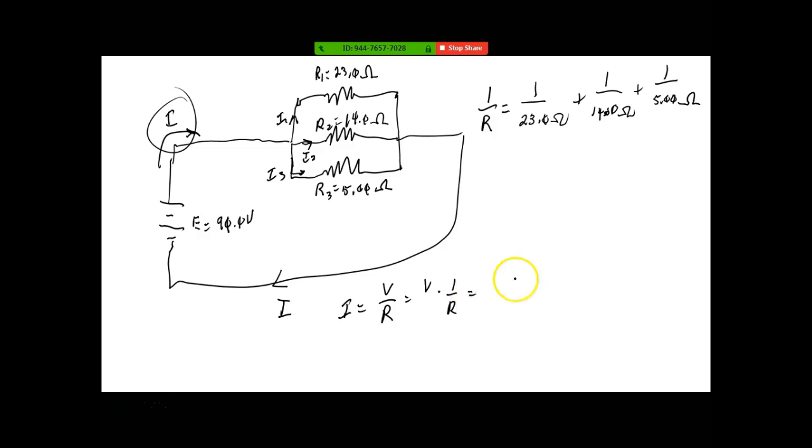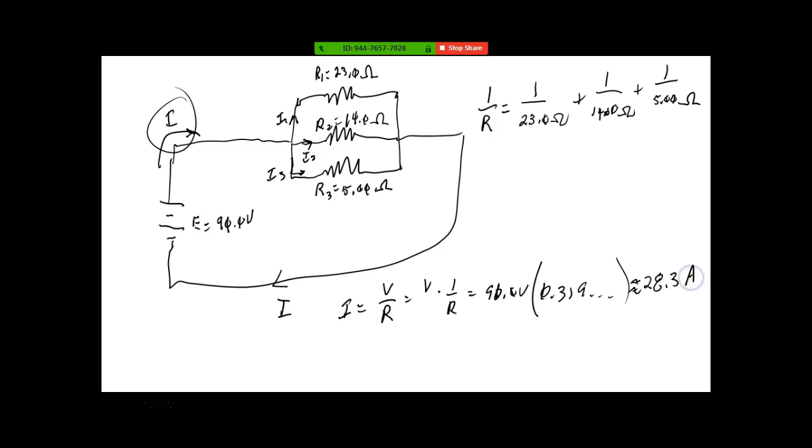I get 90.0 volts times 1 over r, which my calculator is telling me is 0.319 blah, blah, blah. So I'm just going to multiply this by 90 and see what we get. I got 0.315. I did too. And then when you multiply that by 90, what do you get? .3. This is a measure of current.